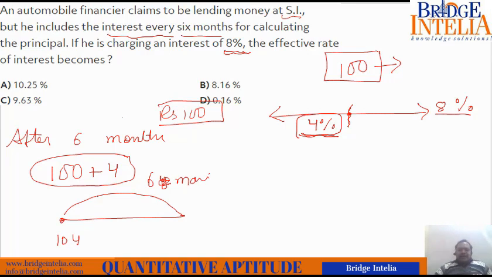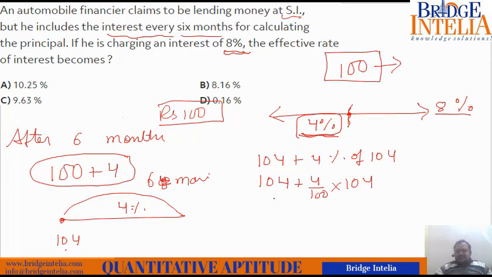So now for 6 months another 4%, because for the entire year it is 8%. So he will have to pay 104 plus 4% of 104. So how much does this come out to be? 104 plus 4 by 100 into 104. So let's see, 104 into 4, 416. So 104 plus 4.16. So this comes out to be 108.16.